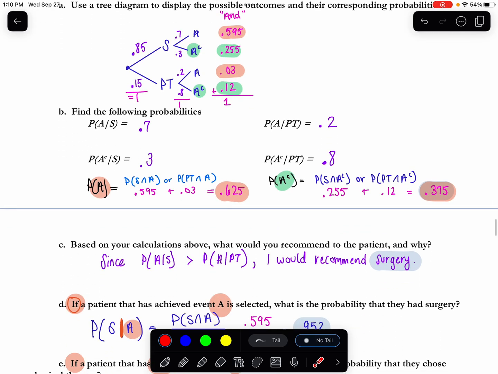Okay. So based on the calculations, would we recommend surgery? Well, we can look at the probabilities here. So athletic activity with surgery is 0.7. Athletic activity with physical therapy is 0.2. I would recommend the surgery. We have a higher probability of being able to play after 4 months.